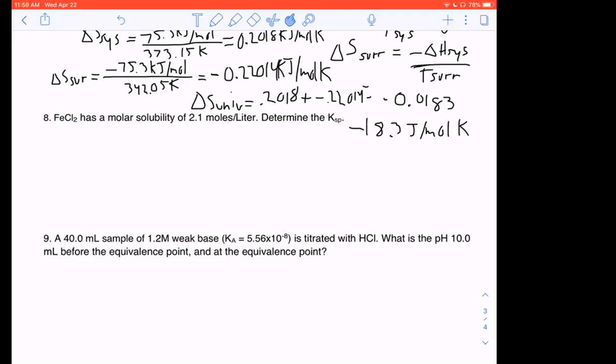I'll give you guys about 30 more seconds to finish this up, and I'll work it through with you. And number 9 then will probably take, I don't know, it'll definitely be the longest problem we've worked on, just because titration seemed to take a while.